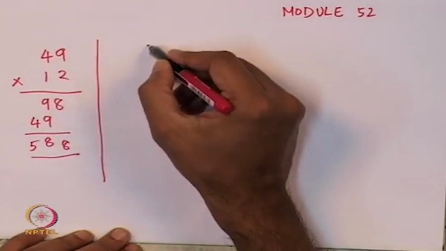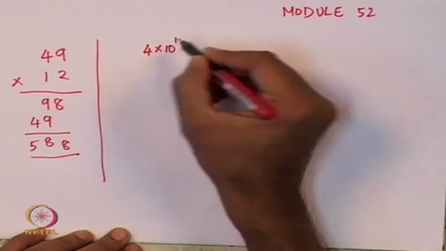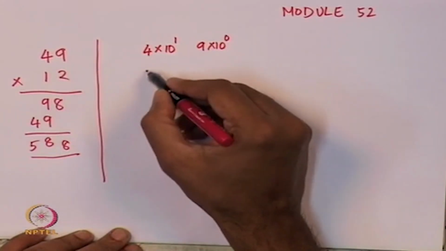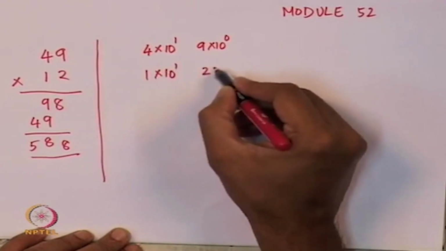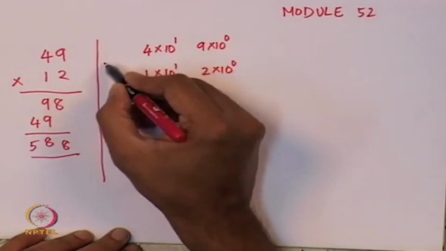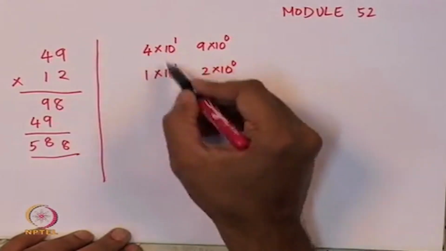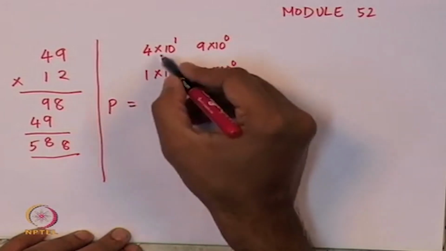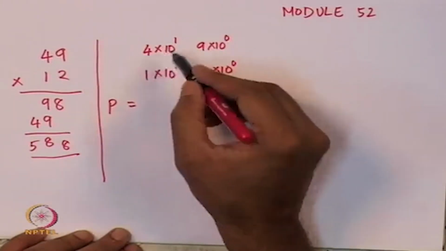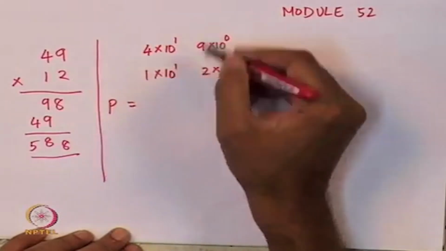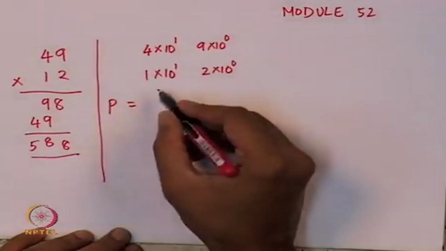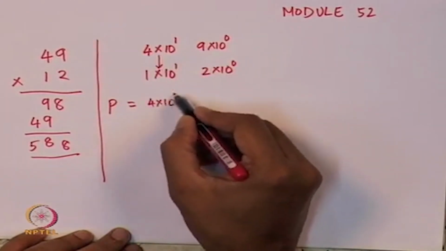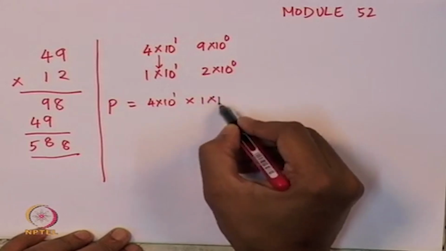So if I look at 49, I can think about it as 4 into 10 power 1 and 9 into 10 power 0. 12 is 1 into 10 power 1 and 2 into 10 power 0. So the actual weights are like that, right? And this is what I am multiplying. I am going to multiply each of these pairs together. So the overall product P is, I will take one element at a time from the top, one from the bottom, and for all the 4 pairs I have to sum it up together. Let me take this one first, 4 into 10 power 1 times 1 into 10 power 1.